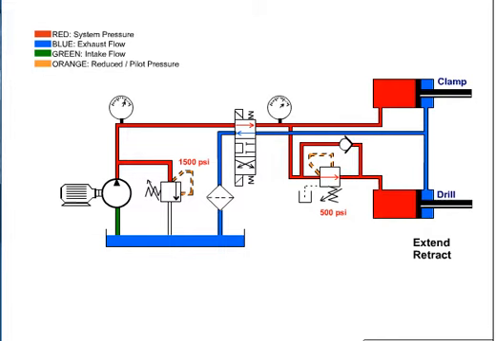This will ensure that the drill will not extend before we have reached 500 psi on the clamp cylinder. Notice that once the drill cylinder has extended, pressure will continue to rise to the system relief setting of 1500 psi.